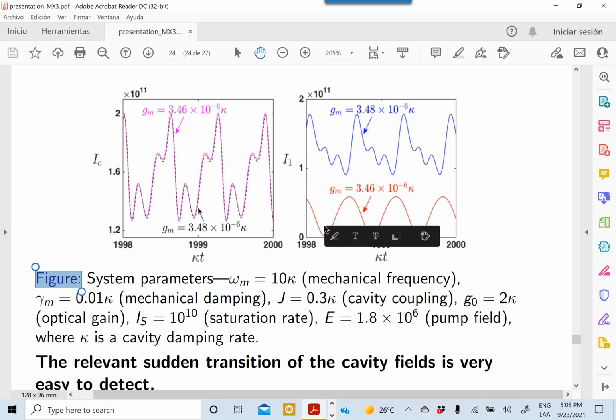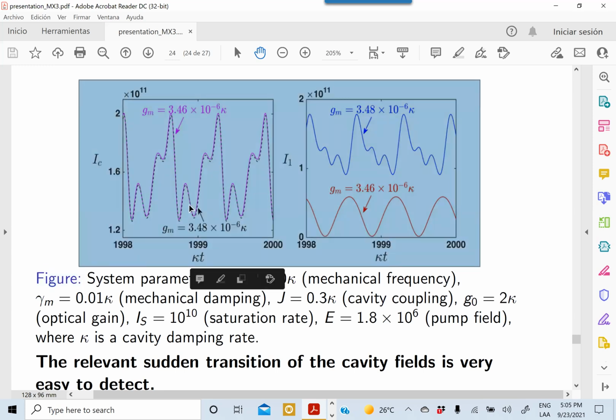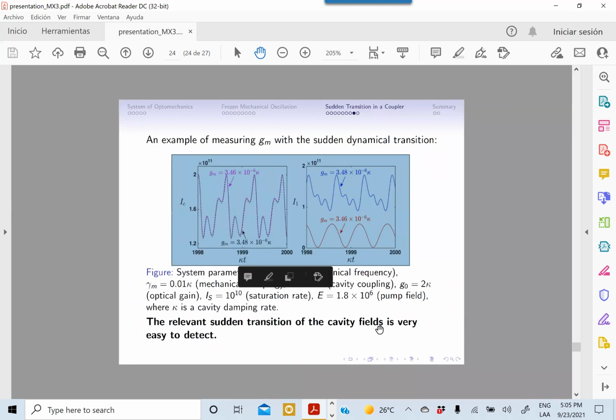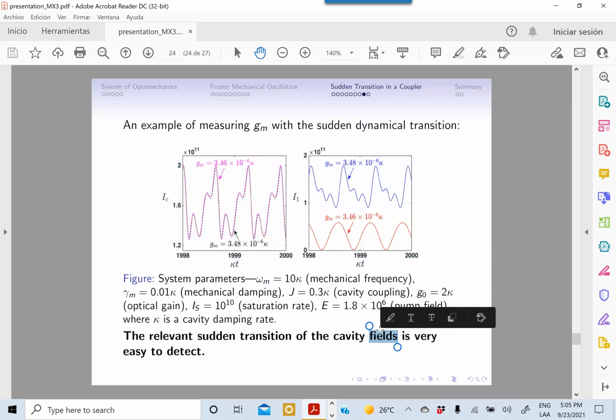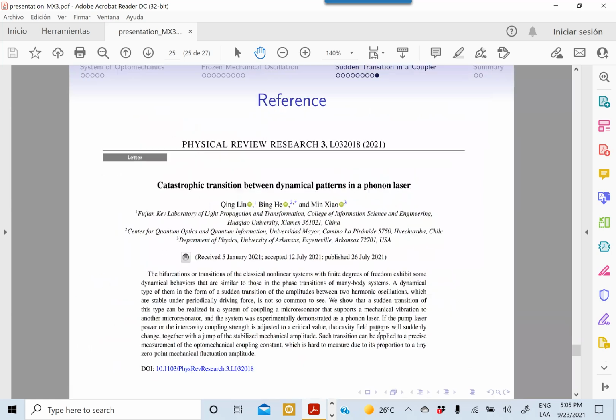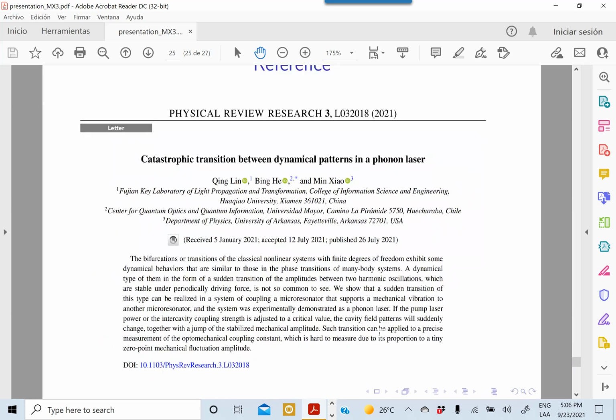This part of the research was published this year, in this paper. It was just recently published as a letter in Physical Review Research. So I stop this talk and give a summary.